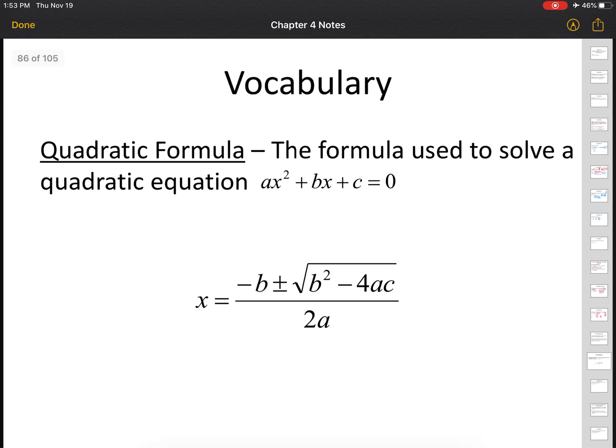Our quadratic formula, you've probably seen this before back in Algebra 1. So this formula is used to solve quadratic equations. So here we have the quadratic formula, x equals negative b plus or minus the square root of b squared minus 4ac all over 2a. So basically what we're going to do is pick out a, b, and c out of our quadratic equation and plug that into that formula to see what we get for our roots or zeros or whatever x equals.